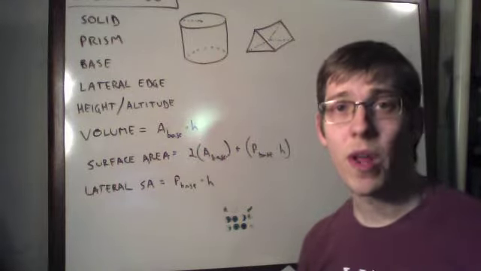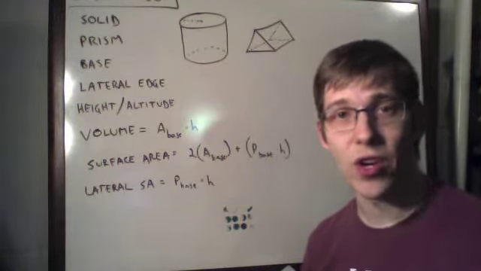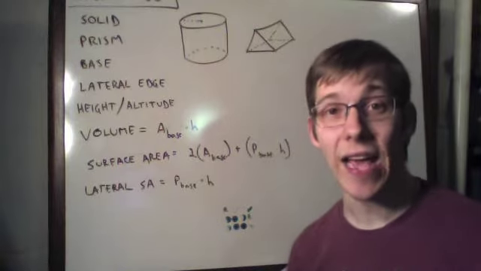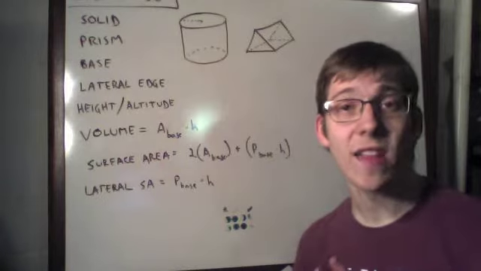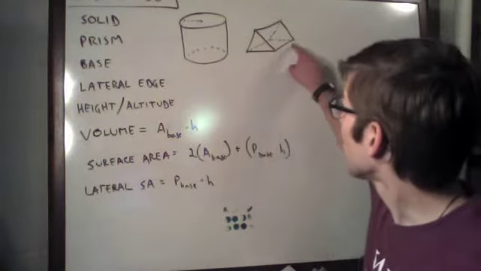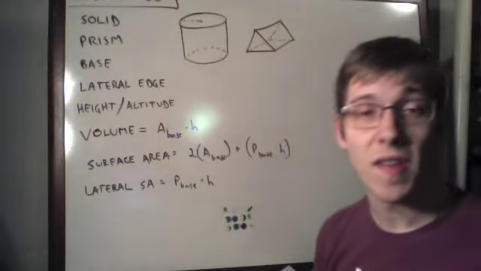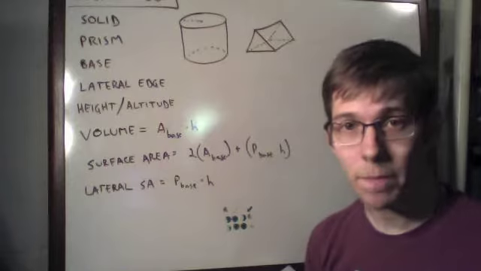Another term that we're going to introduce today for another part of the prism is lateral edge. Lateral from the Latin word latus, meaning side. The side edge. This is not where the sides meet the base, but this is where the sides meet each other. So this edge here on this triangular prism, or this edge here on this cylinder, are lateral edges where the sides meet each other.